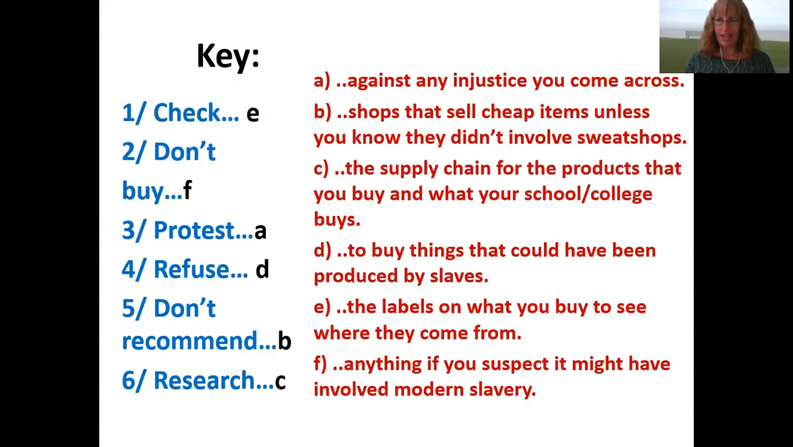Here is the key. So check the labels on what you buy. Don't buy anything if you suspect it might have involved modern slavery. Protest against any injustice. Refuse to buy things that could have been produced by slaves. Don't recommend shops that sell cheap items unless you know they didn't involve sweatshops. And research the supply chain for the products that you buy and what your school and college buys. Look at the continuation after each of the sentence starters on the left.